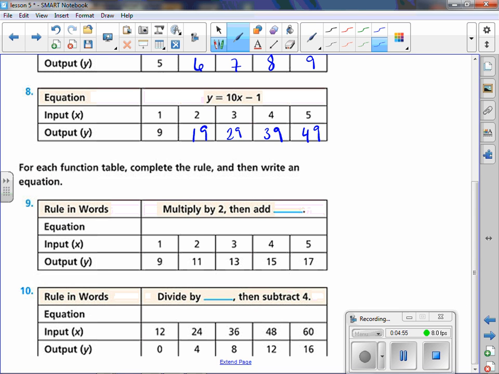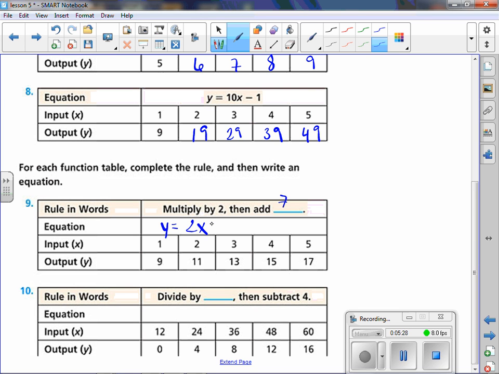Okay, what are we going to do? Then we're going to turn these words into an equation, like these equations up here with the unknown in them. Okay, multiply by 2, then add what? 1 times 2 is 2. What do we have to add to get to 9? Well, we'd add 7. Let's double check and make sure that works somewhere else. Okay, 5 times 2 is 10 plus 7. Yep, that works.